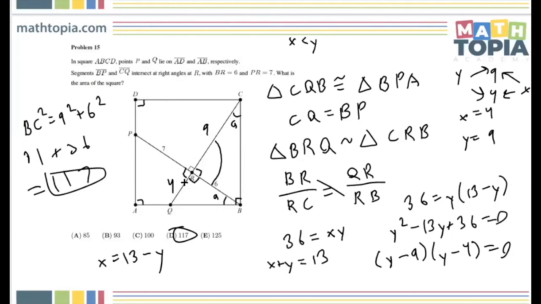All right, so those are the solutions to problems 1 through 15. So yeah. All right, so those were the solutions to problems number 1 through 15.